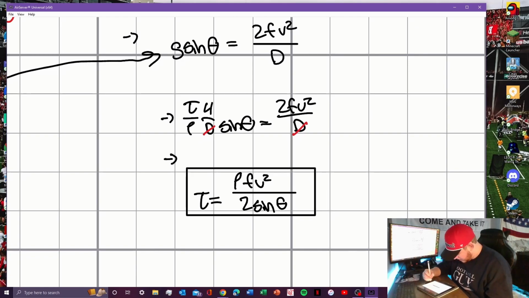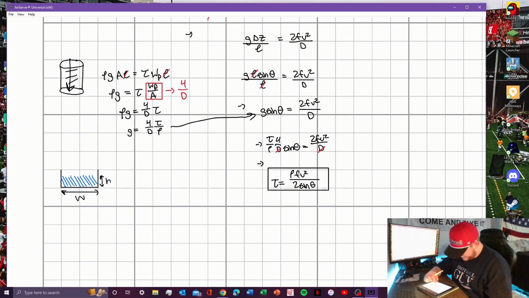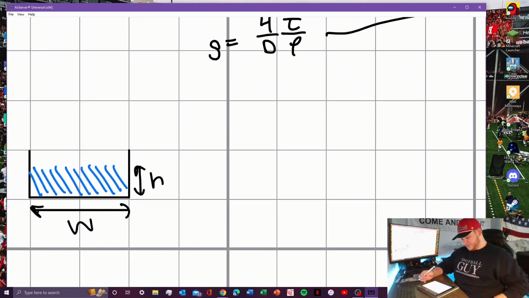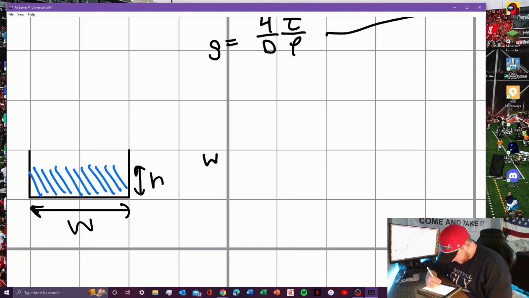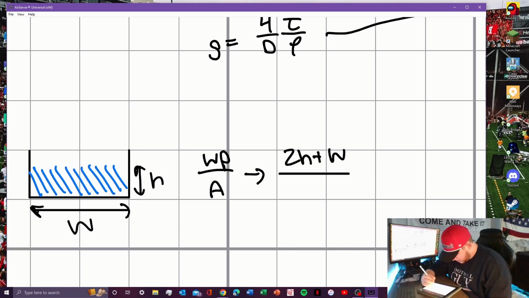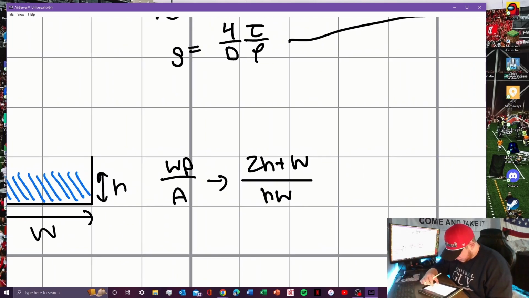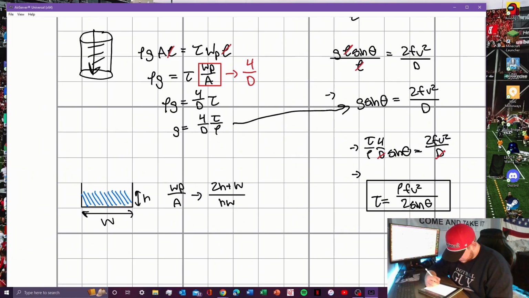Now let's work back here a little bit. For this aqueduct, let's talk about the wetted perimeter over the area. That is going to be equal to 2 times the height plus the width, because we have 2 height sides where water is touching plus the width, so that's why it's 2h plus w. And then over the cross-sectional area, which is just going to be h times w. So we can plug this back into our equation up here and plug in tau, which we just found.